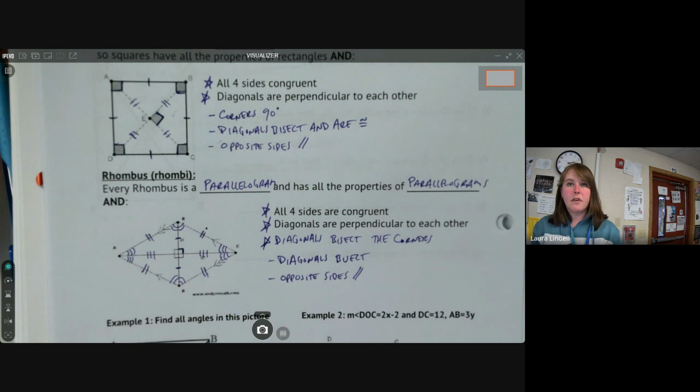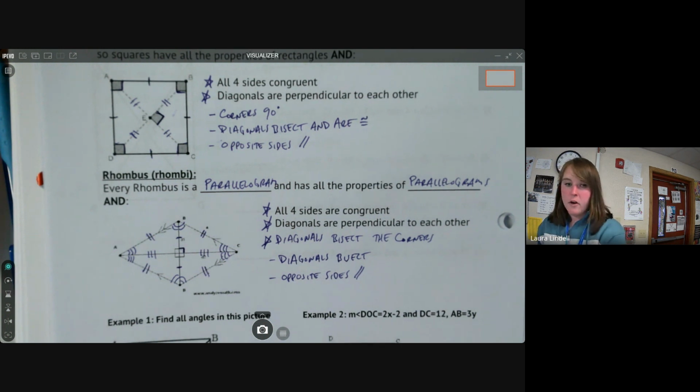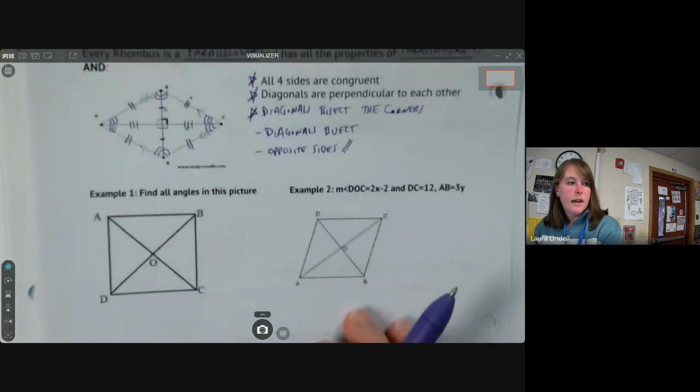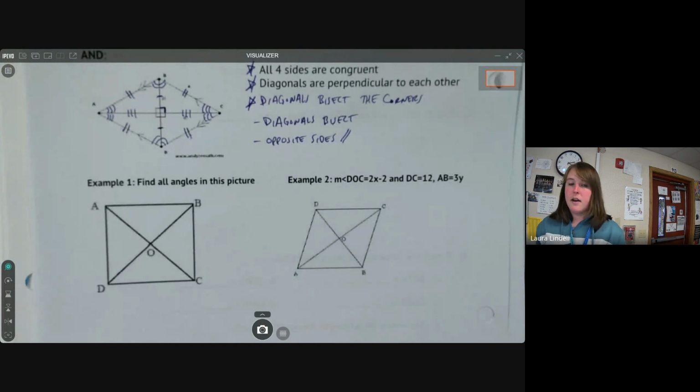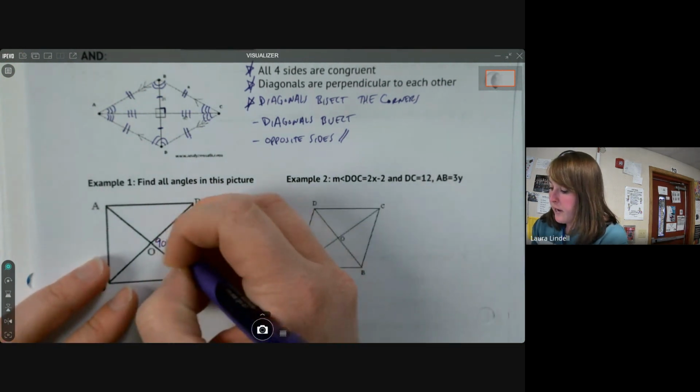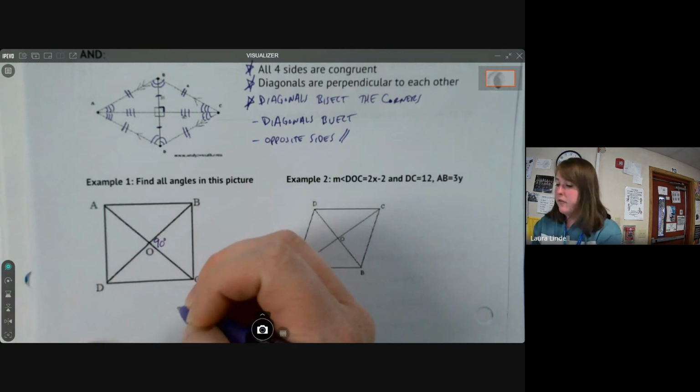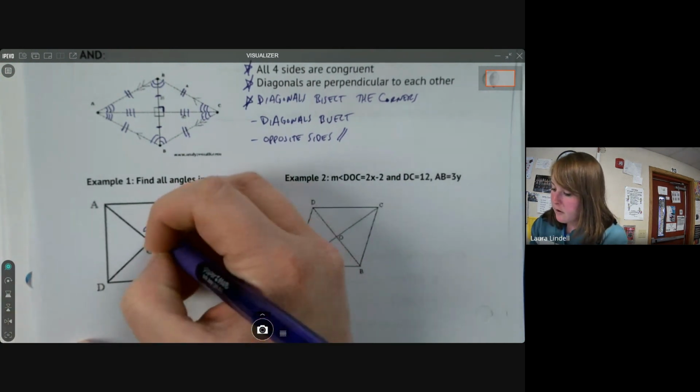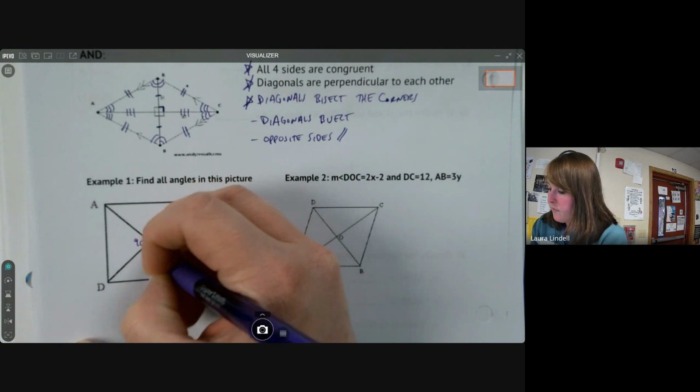Okay. But there's all kinds of different things that we can do and solve for with squares and rhombuses. So we're going to talk about a few of them. All right. The first one is we're going to find all the angles in a square. And the fun thing is that they're either 90 or they're 45. So here we go. We know that on a square, the diagonals meet up at 90 degrees. So if this is 90, that means that these are all 90 all the way around.